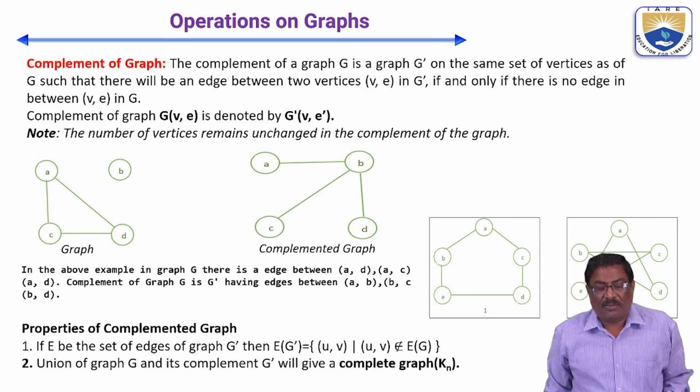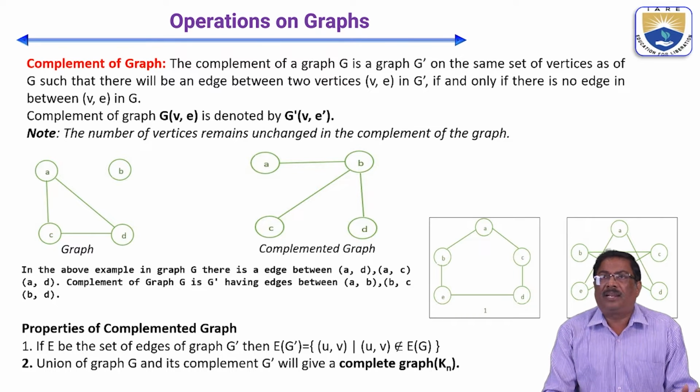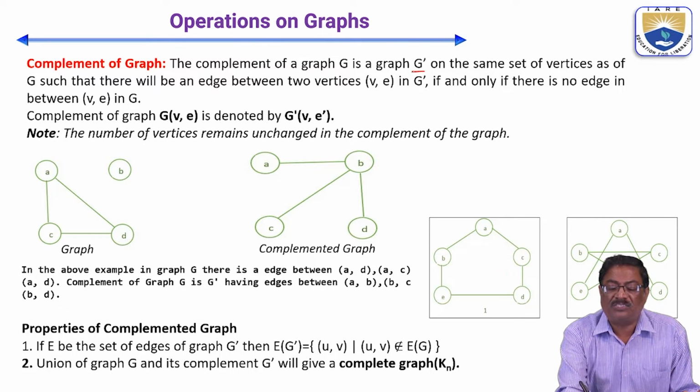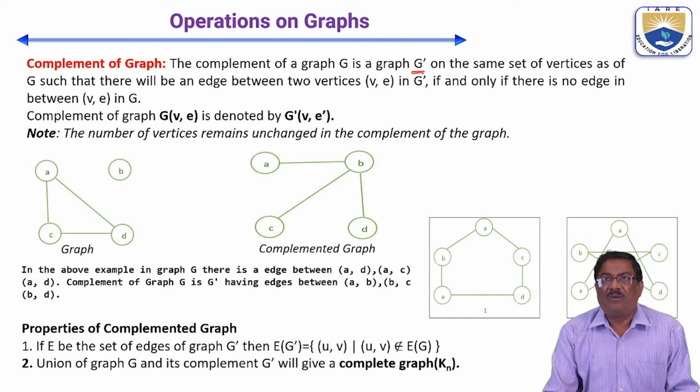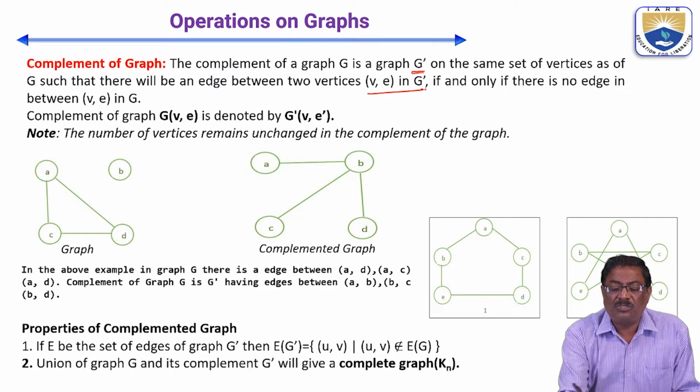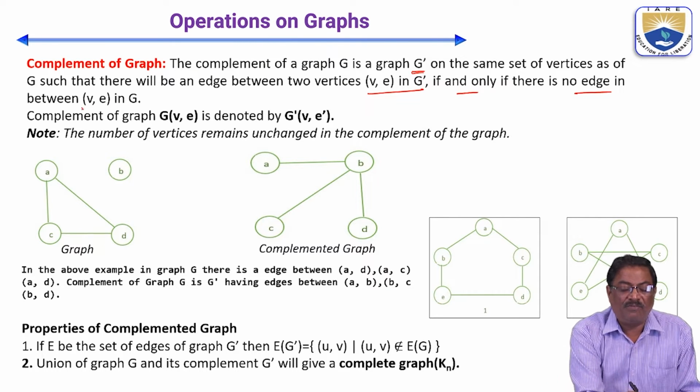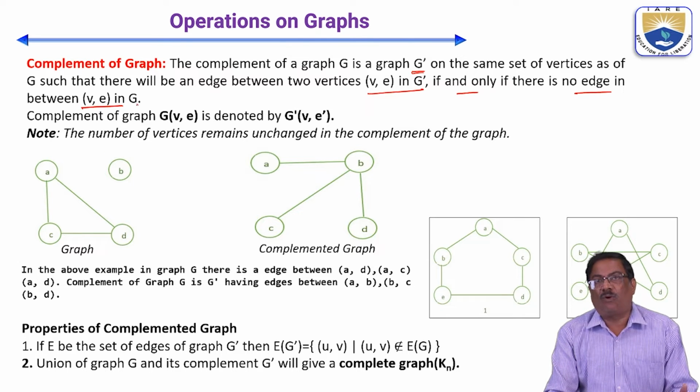Next, complement of a graph. So let us say the given graph is G and its complement, we are going to denote it with G dash on the same set of vertices as G, such that there will be an edge between two vertices V comma E belongs to G dash if and only if there is no edge between V comma E in G. That means whatever the edges are there in G, the edges will not be there in its complement.